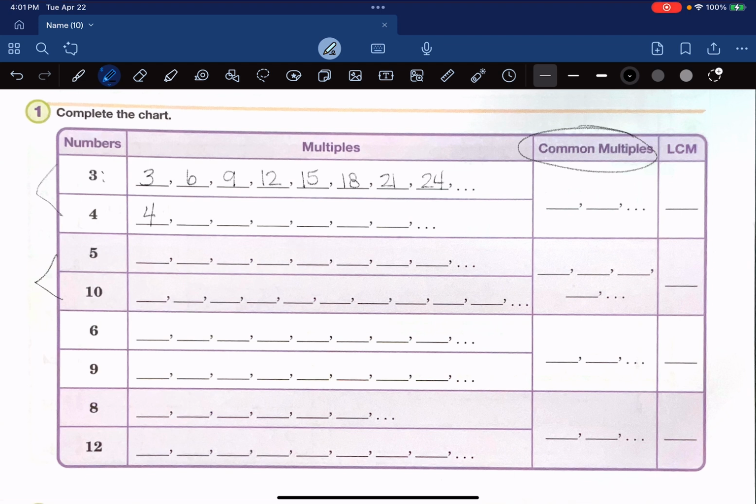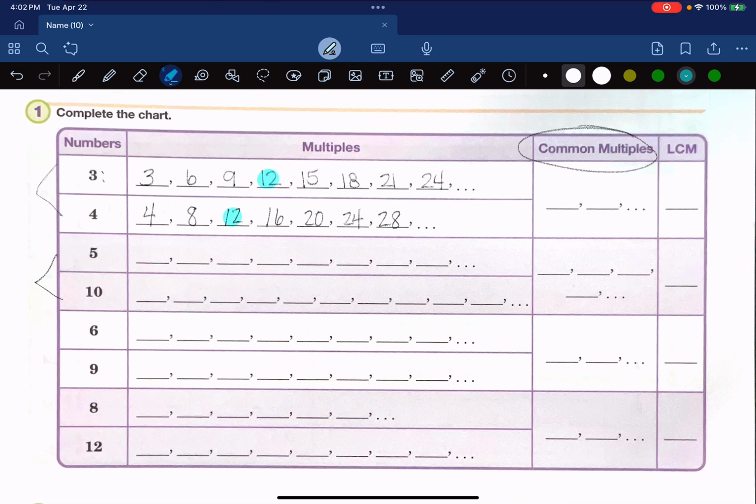So 4 times 1 is 4, 4 times 2 is 8, then 4 times 3 is 12, 4 times 4 is 16, 4 times 5 is 20, 4 times 6 is 24, and 4 times 7 is 28. Now I want to go through and look and see which ones are the same. I'm going to always start with the smallest one again. Is there a 3 on the bottom row? No. Is there a 6 on the bottom row? No. How about a 9? Nope. A 12. Yes, I do see a 12, so I'll highlight that one.